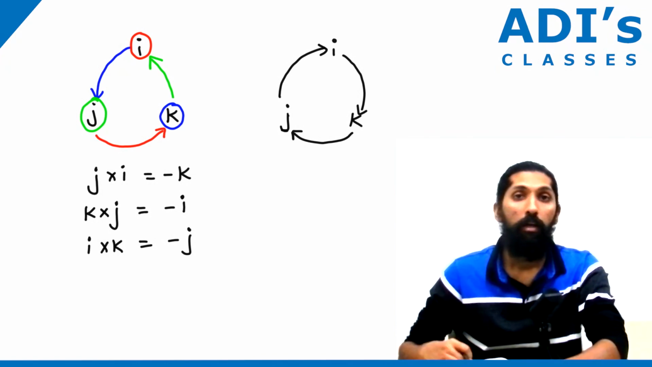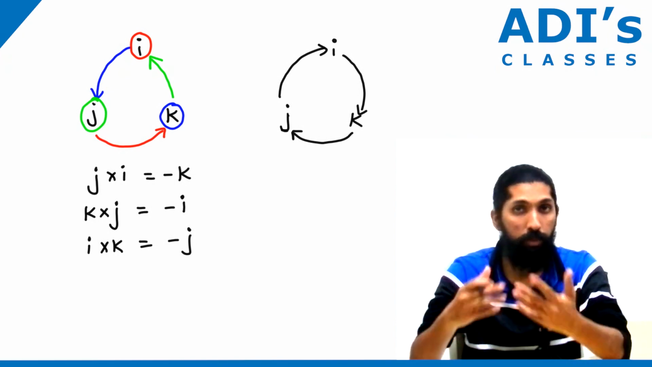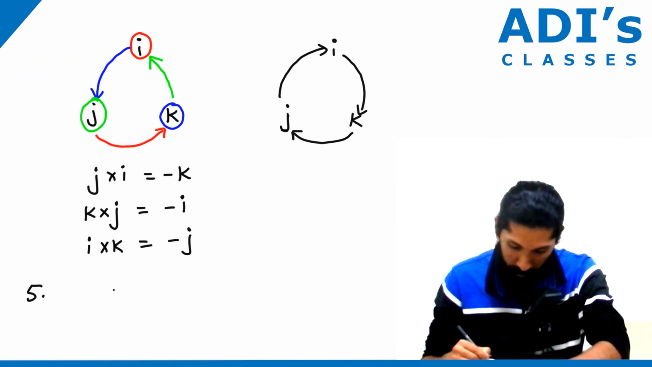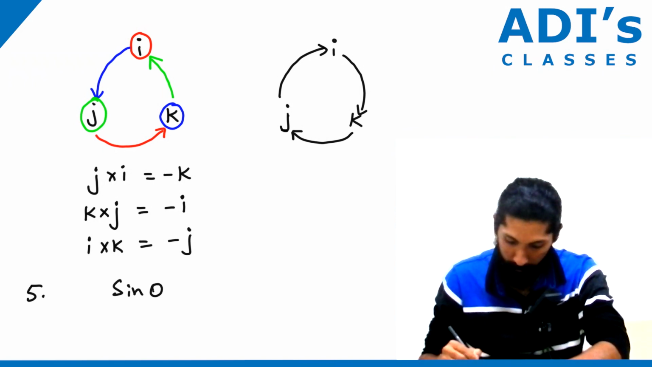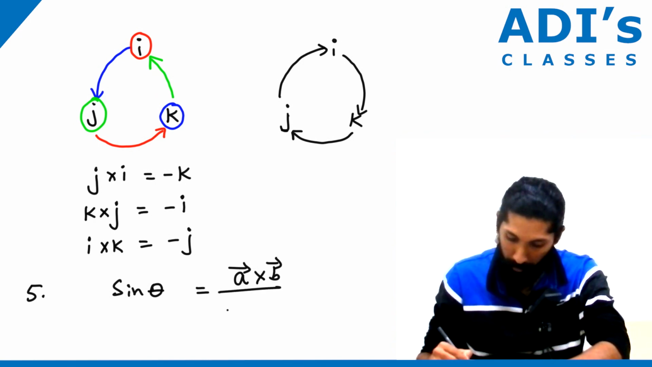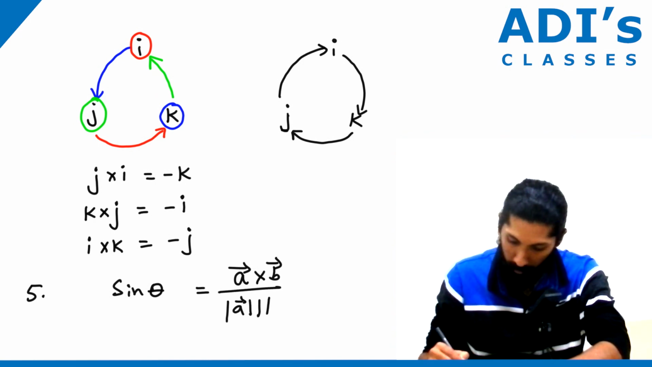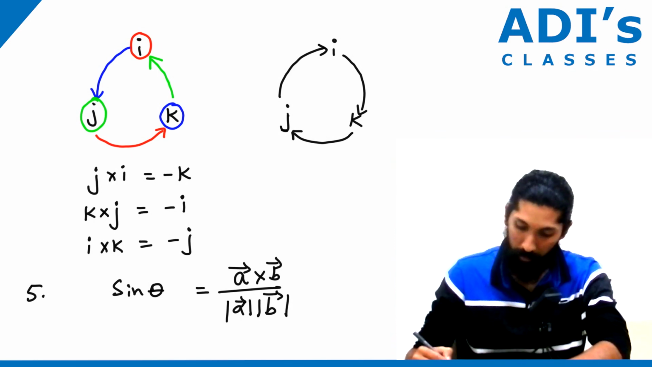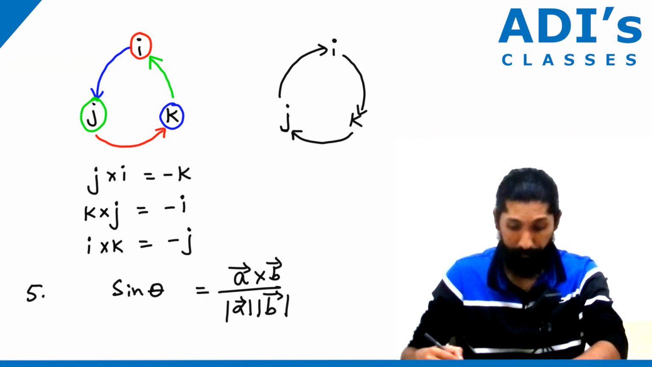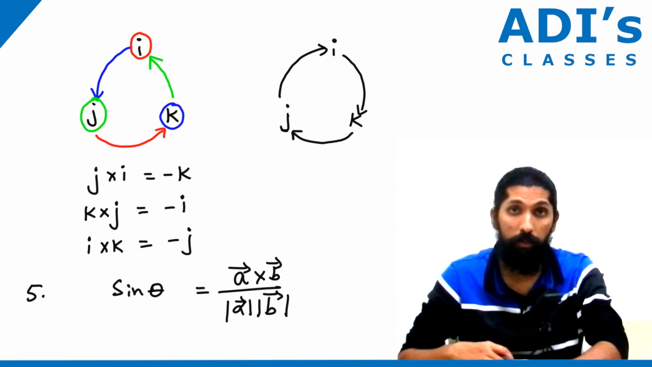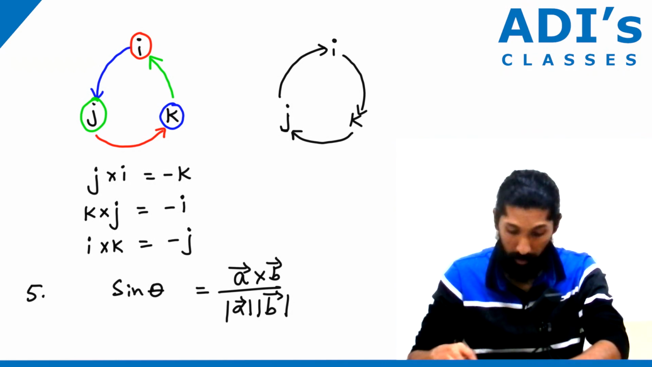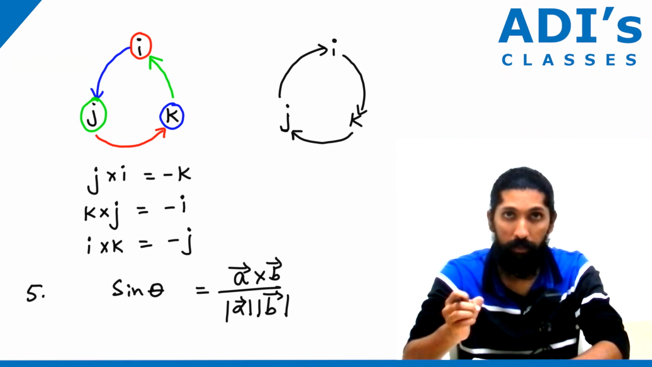Clear? Now, how do we find the angle? The next observation we can talk about. In the next one, suppose sine theta you want. Then we do vector A cross vector B by mod of A into mod of B. This gives us the angle between the two vectors. Fine. Now, how do we expand the vector? This is very important, which you guys already know, using the determinants. Fine. Now we look into how do we expand the cross product.